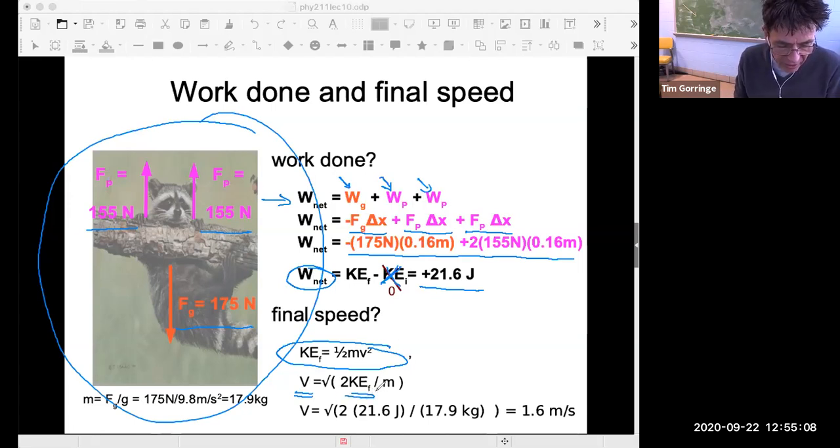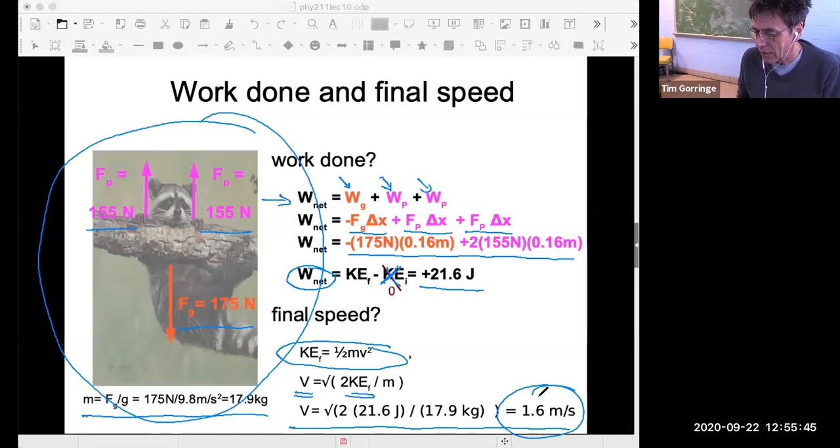And we know the kinetic energy change. We know the final kinetic energy. It's the net work that was done, and so we can find the speed. And so this final step here, I just fill in the 21.6 joules of work that those little paws and that force of gravity did overall on the raccoon. I fill in the mass of the raccoon. I knew it because I was told the weight of the raccoon over here. And I solve for the speed. And here's the speed, 1.6 meters per second.